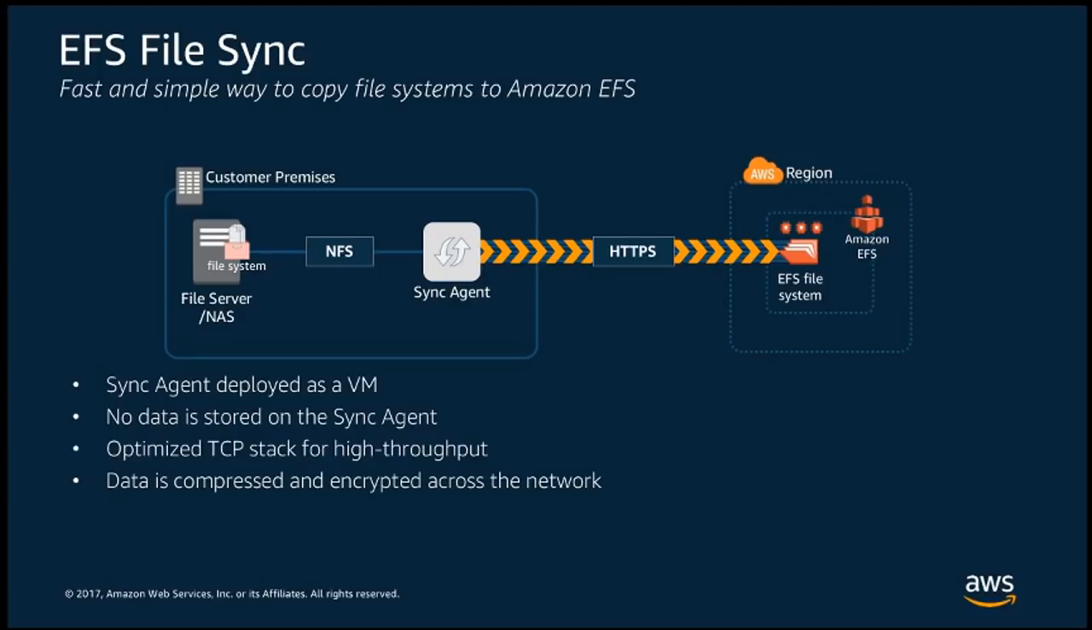And we'll move all of that up into an EFS file system. And again, we do that over an encrypted connection. We also compress the data before we transfer it, and we use multiple TCP flows, and we have a TCP stack that has been tuned for high throughput and to be able to deal with things like packet loss and packet out of orders, things that you're going to see if you're going over a VPN connection over the internet.